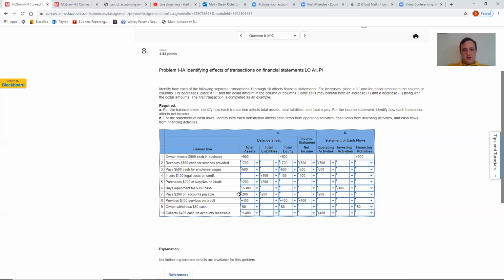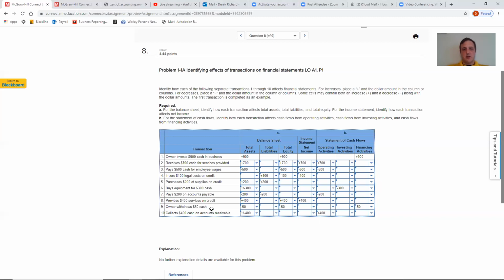We paid $200 on the accounts payable, so our cash is leaving, that's going down. Our liabilities have reduced, that's going down. And now we have the cash flow impact for an operating activity of decreasing. Provide services on credit, so our AR is going up. Our revenue for our equity has gone up. Positive on the net income. We didn't receive that cash yet, so no impact here yet.